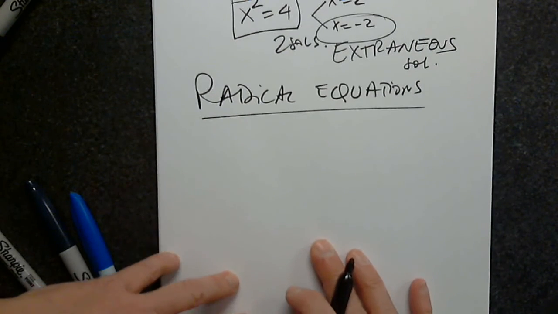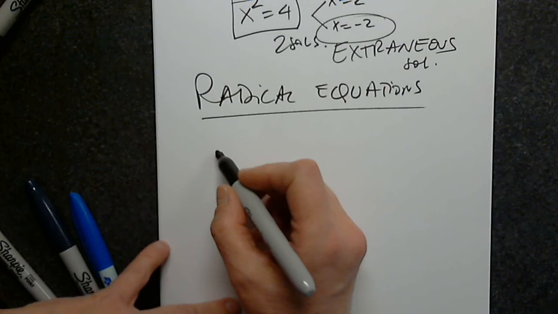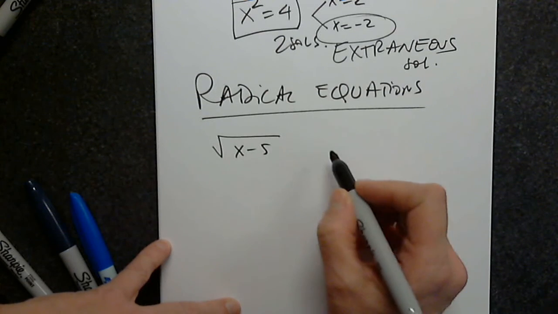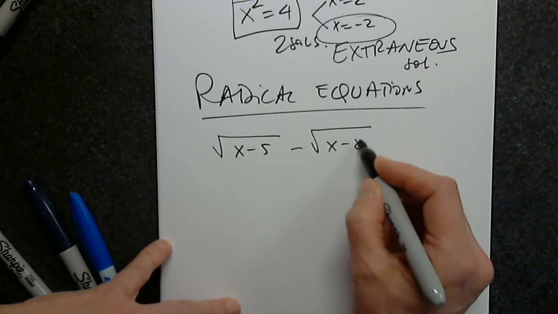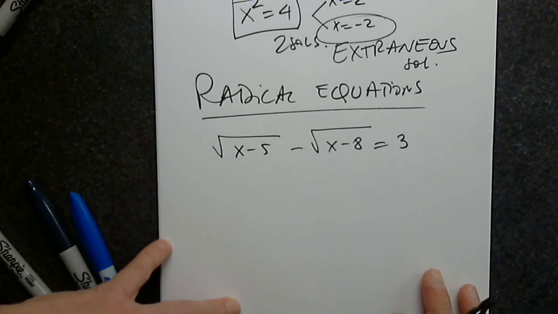Sorry for the wait, Ben. Okay, so square root of x minus 5 minus square root of x minus 8 equals 3. Okay.